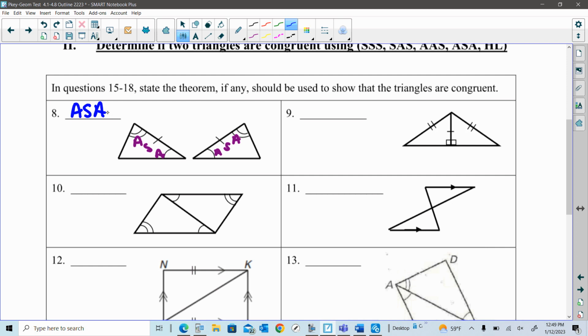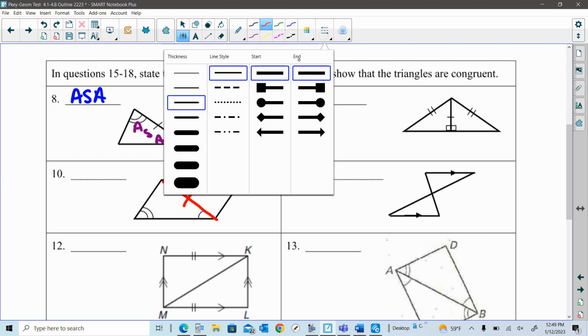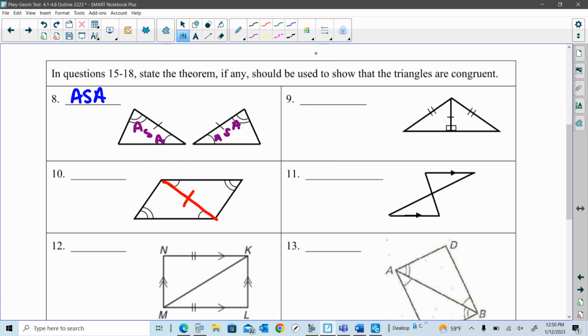10. Do you see what needs to be marked in the diagram? No, we don't have a midpoint. A shared side. The shared side is right here, the diagonal. You need to put a tick mark there. So which of the 5 ways is this showing? Say that again. Yeah, angle, angle, side.